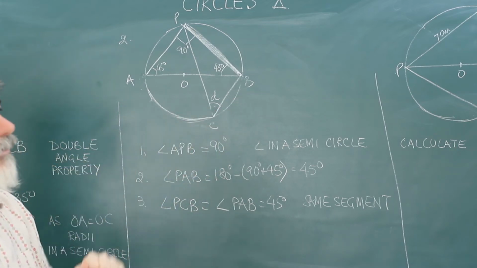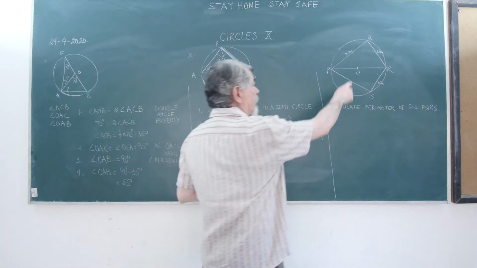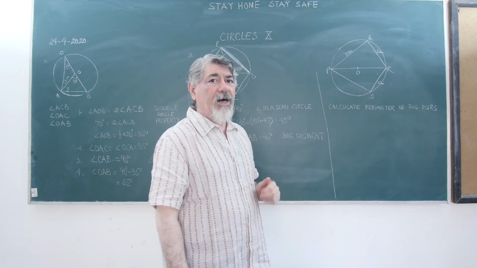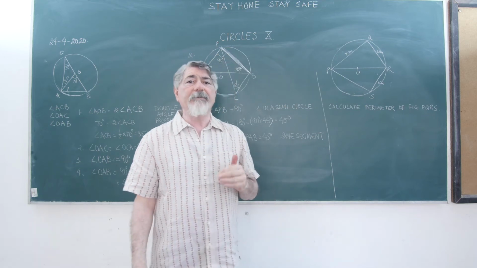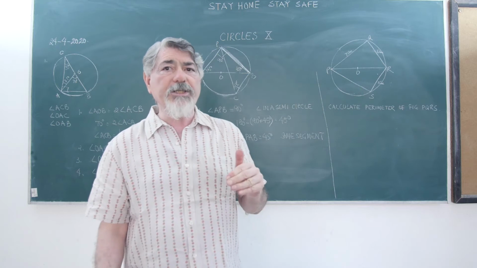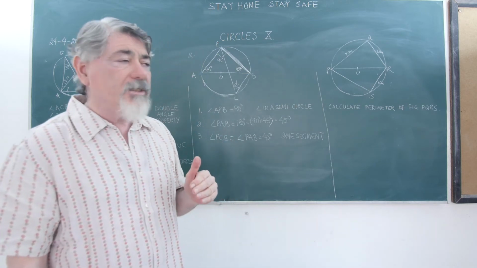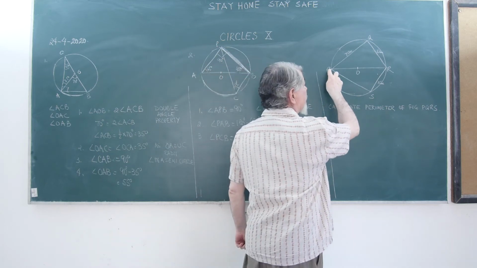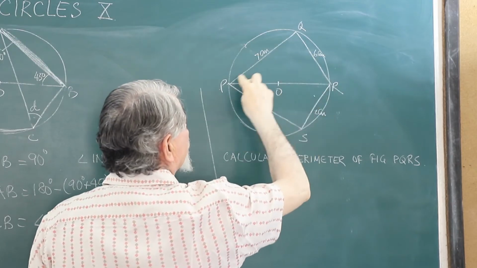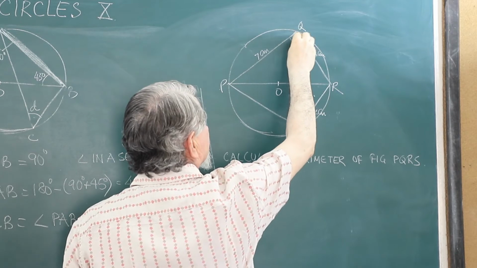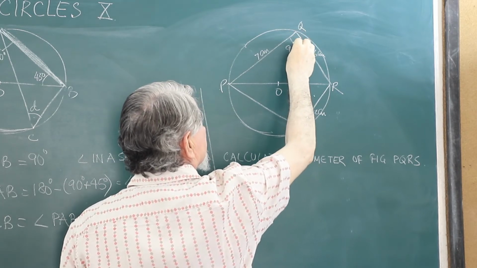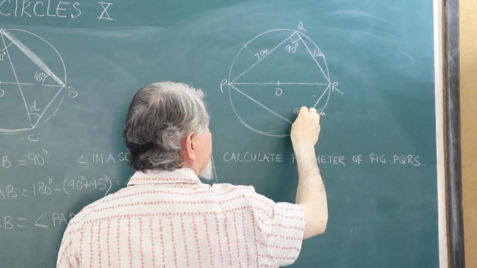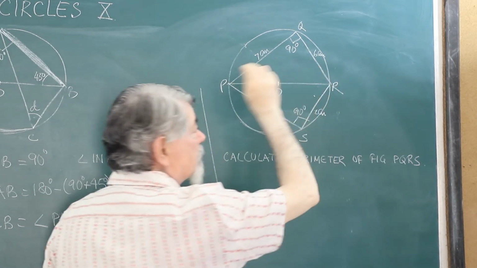Now let us look into the third problem, which is a figure drawn here. Again, POR is the diameter, and the diameter is dividing the circle into two equal halves. Each half is called a semicircle. And in this semicircle, PQR is an angle, so obviously this is going to be 90 degree. And PSR will also be 90 degree, because this is the angle in the other semicircle.